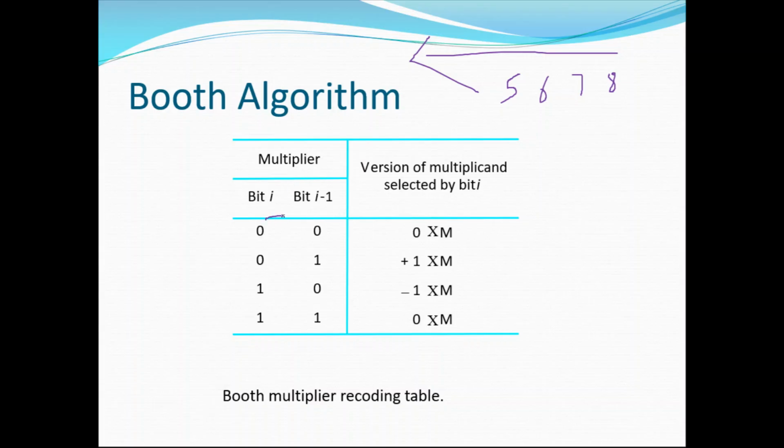So if it is 0 0, it will be replaced with 0 into multiplicand. If it is 0 1, plus 1 into multiplicand. If it is 1 0, minus 1 into multiplicand. If it is 1 1, 0 into multiplicand. Right? So that's it about Booth's algorithm.